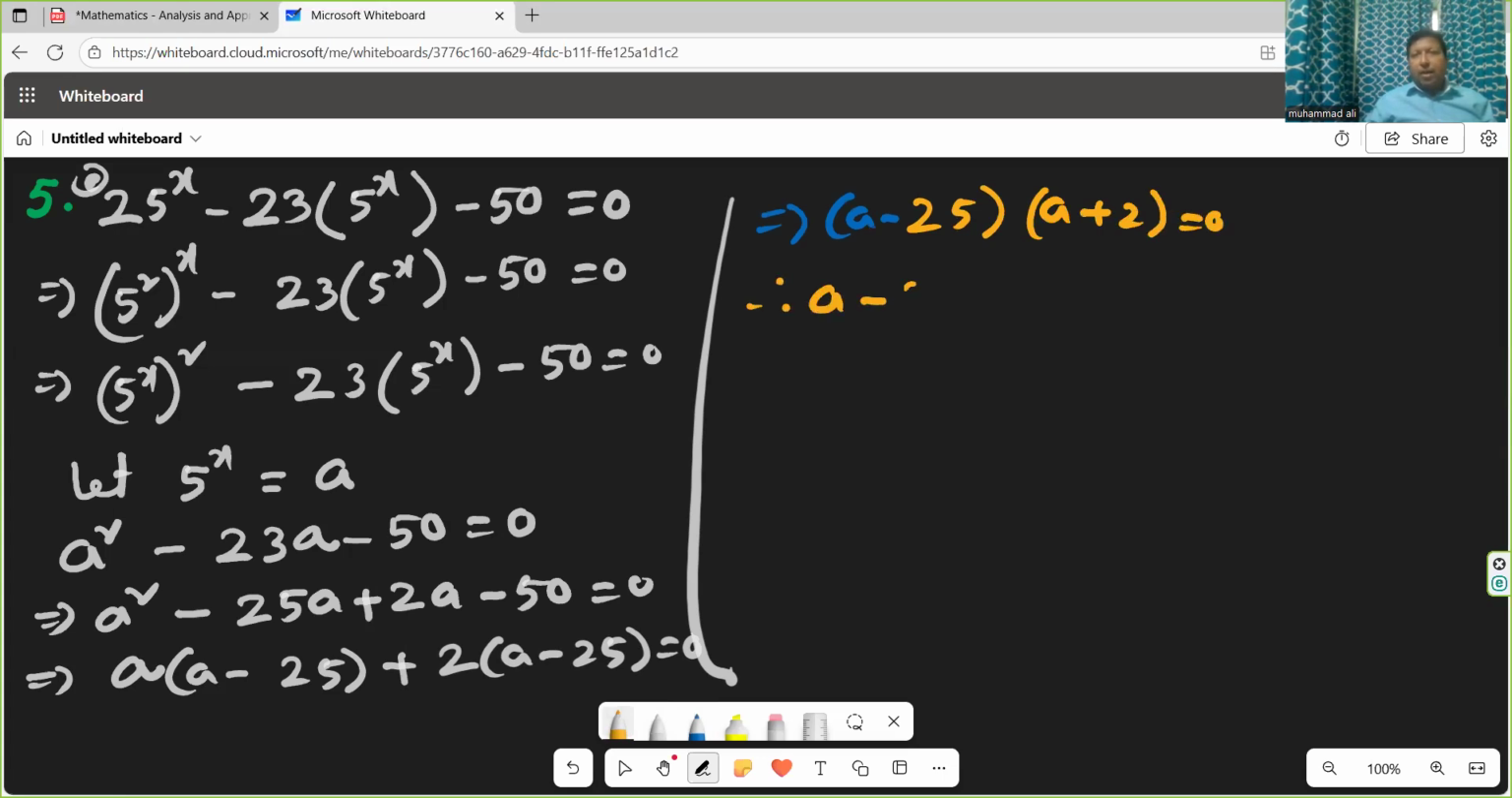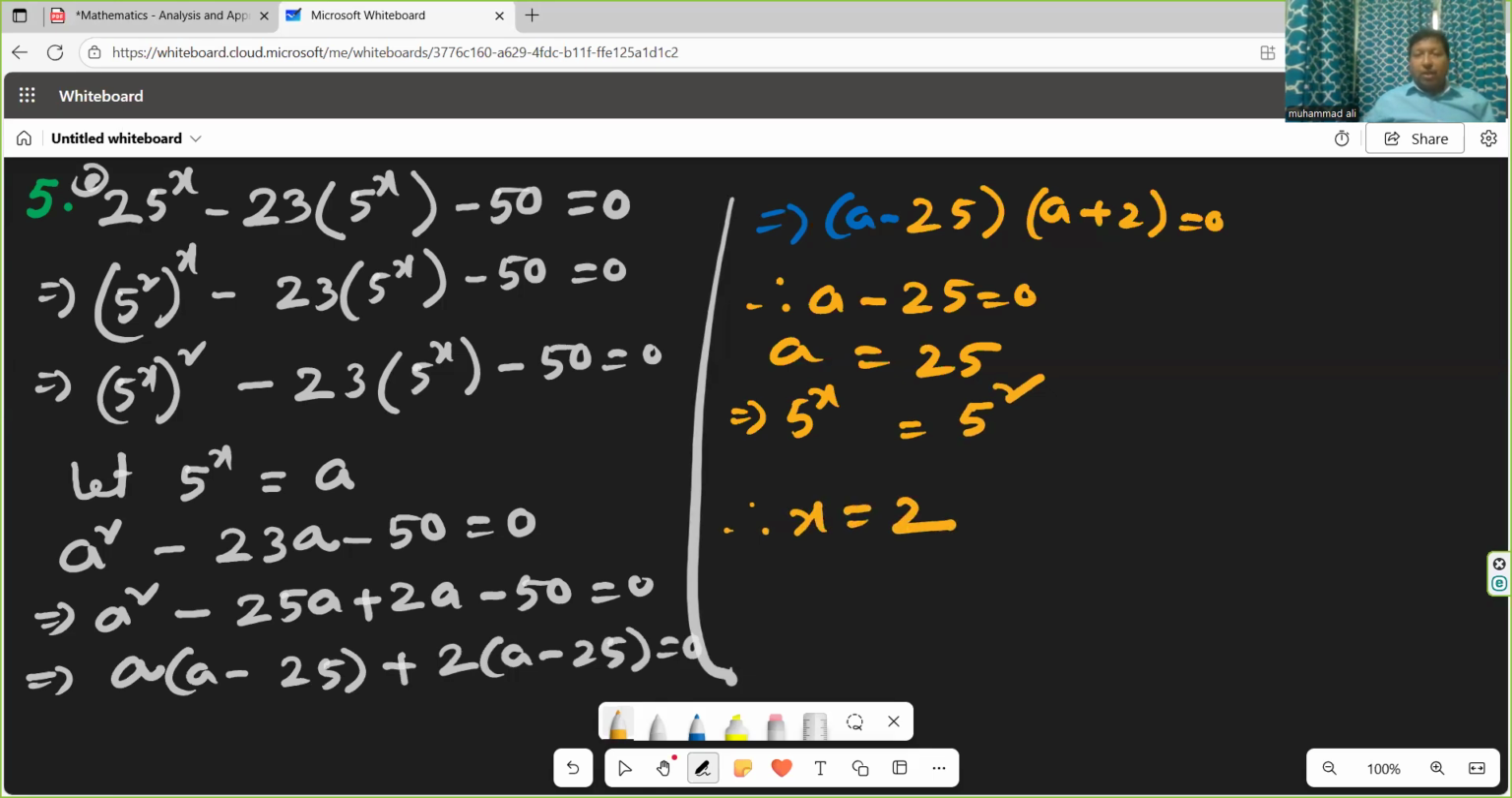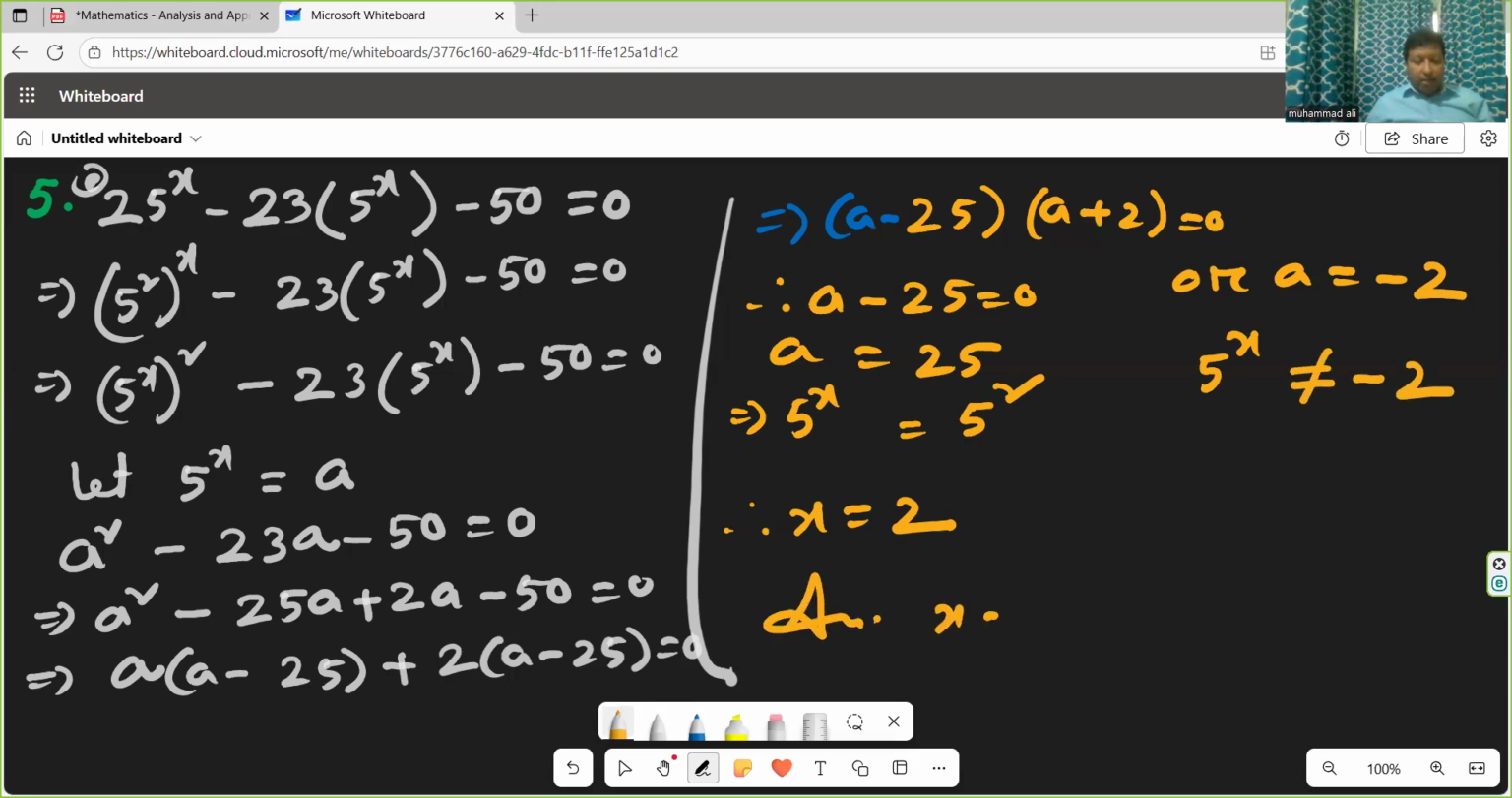Therefore, a minus 25 equals 0, so a equals 25. Instead of a, we can write 5 to the power x. Instead of 25, we can write 5 squared. If both bases are the same, the powers will be equal. So x equals 2, or a equals minus 2. An exponential function can never be negative. So the final answer: x equals 2.